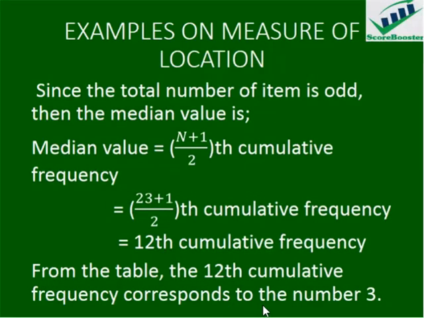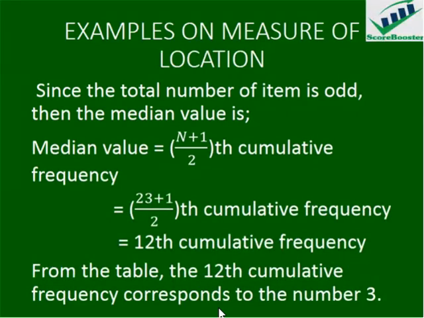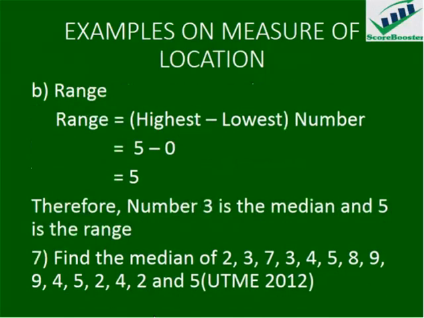So from the table, the 12th cumulative frequency corresponds to the number 3. Therefore, number 3 is the median. Now we move to the second question, where we have to obtain the range. As I've said earlier, range is highest minus lowest number. From the table, the highest number is 5 and the lowest number is 0. So range will be equal to 5 minus 0, which is 5. Therefore, number 3 is the median and 5 is the range of the distribution. And that solves the question.